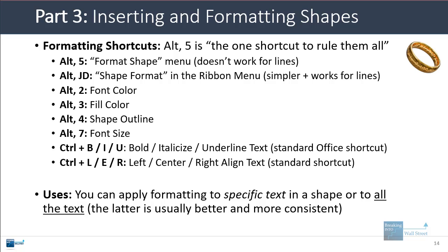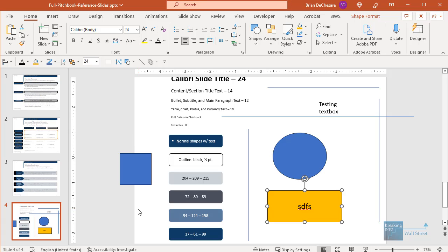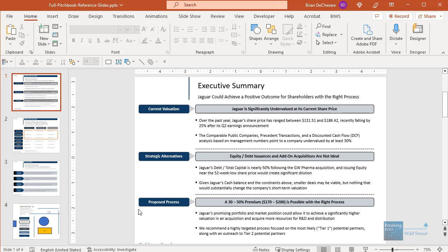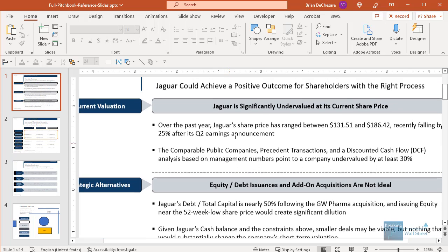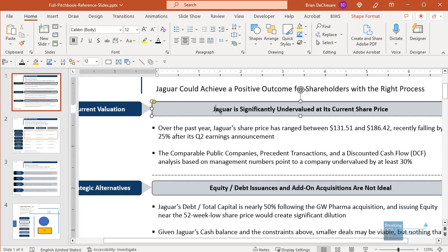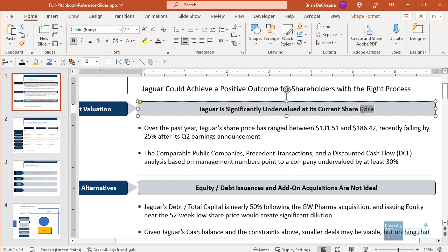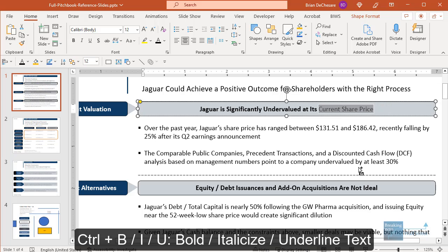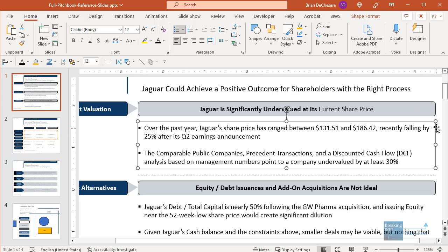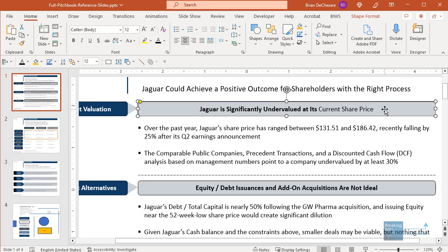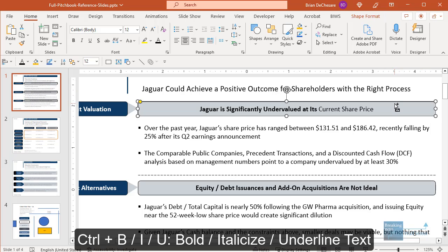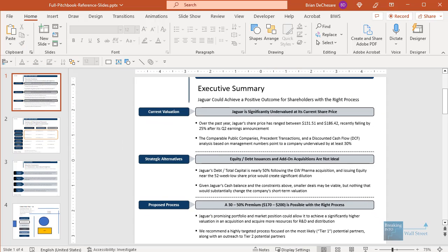One other thing I want to note is that with formatting, you can apply it to everything in the shape or just a specific text. So going back to some of our slides up here, let's say that we want to only bold some of our text up here. Jaguar is significantly undervalued at its current share price. I could just use the mouse and select everything here, then press Control-B to unbold it, and that would be an option. But generally speaking, it's better to apply it to everything in the shape. So select the shape, just click on it and press Control-B to bold everything here, Control-B again to unbold it. And that's what we prefer to do when making these types of edits.